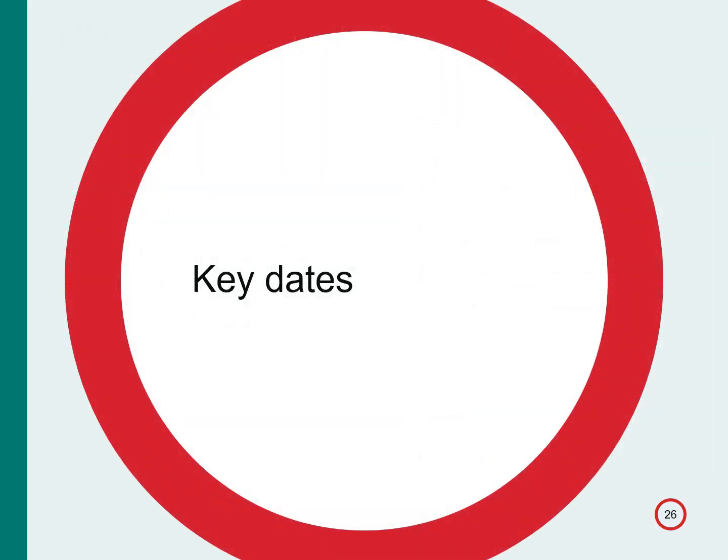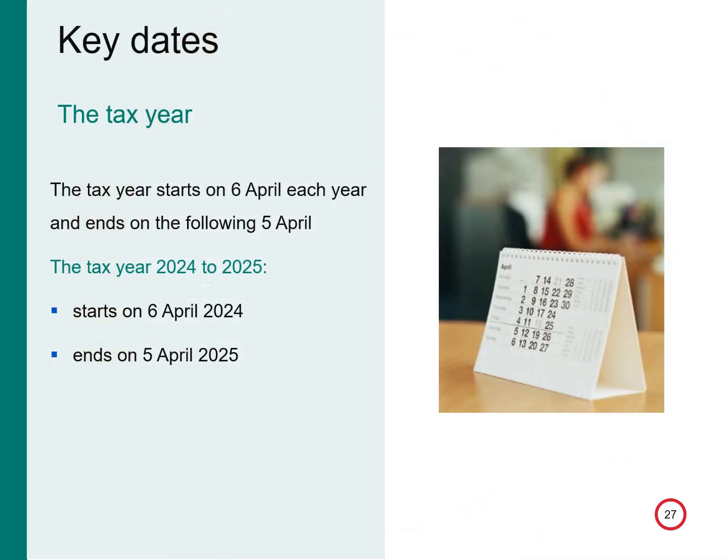It's important to be aware of certain dates in the self-assessment calendar. So let's have a look at these now. The tax year starts on the 6th of April each year and ends on the following 5th of April. So, for example, the tax year 2024 to 2025 starts on the 6th of April 2024 and ends on the 5th of April 2025.